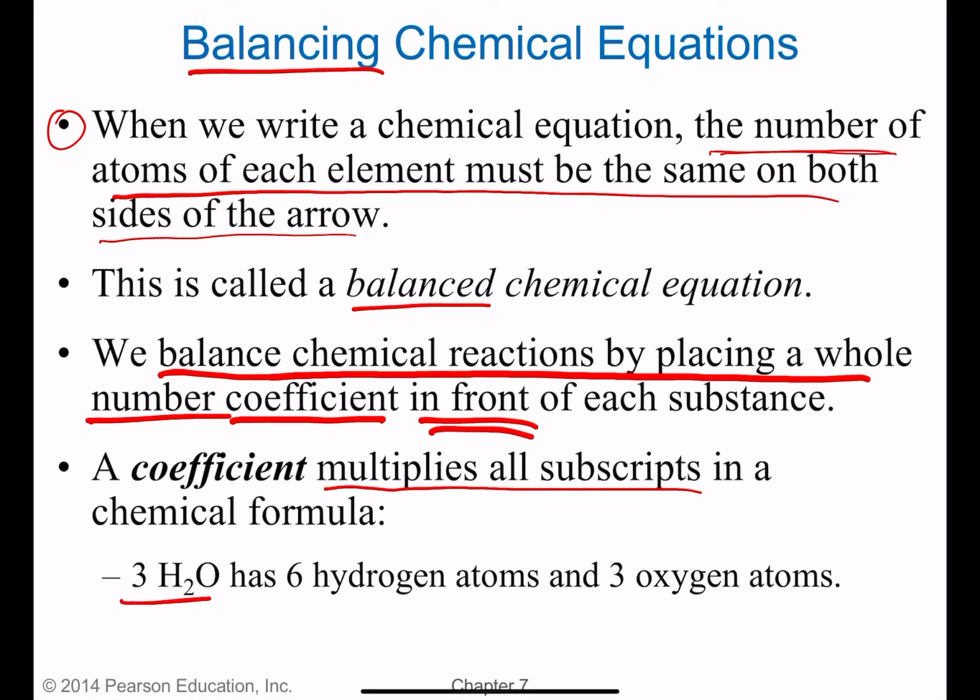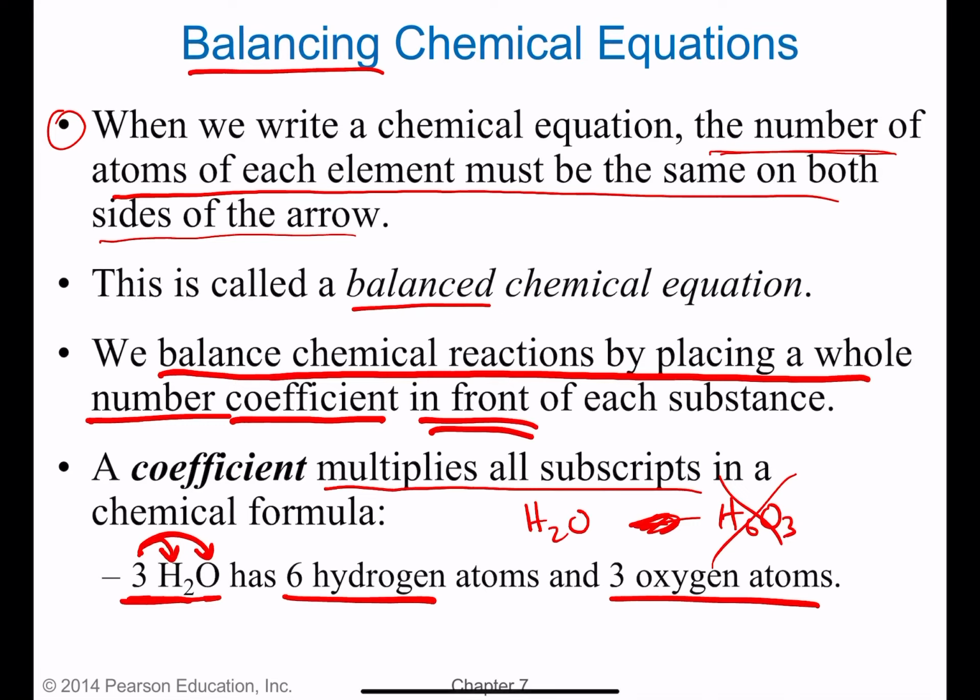So with this example, they have 3H2O. This 3 is kind of like it's being multiplied across. So the 3H2 means there's 6 hydrogen atoms, and the 3 for the oxygen means there's 3 oxygen atoms. It would be incorrect, if you wanted 3 water molecules, to change H2O into, I don't want you to think it's a chemical reaction, but to write H6O3, that would be very, very incorrect. We don't want to do that.